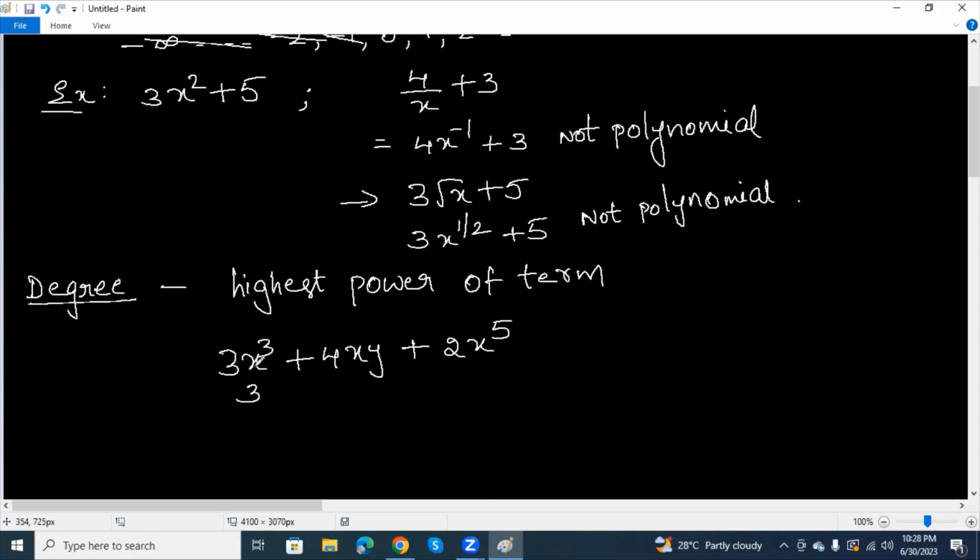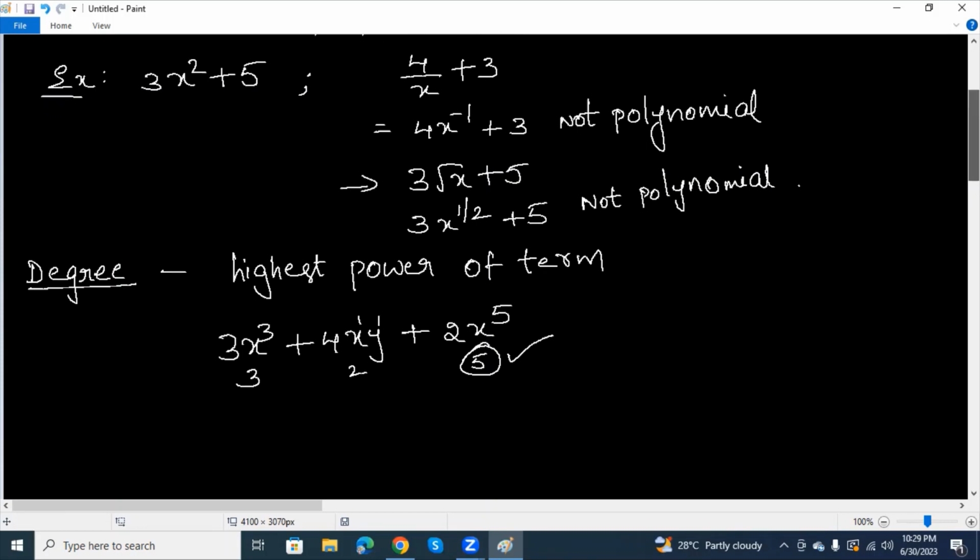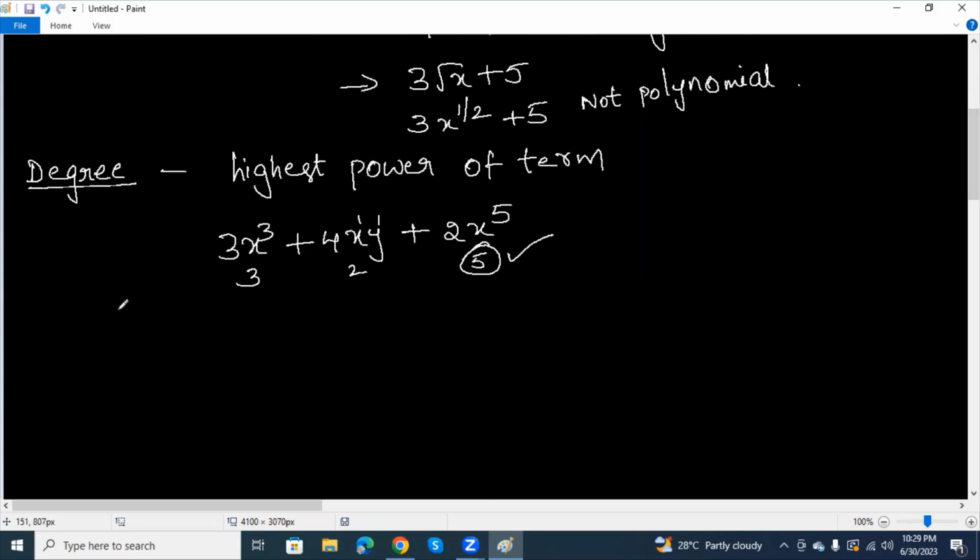The power of this term is 3, and the power of this term is 1 plus 1, which is 2. And the power of this term is 5. So which is the highest power among 3, 2, 5? 5 is the highest power. So this will become the degree of the polynomial.